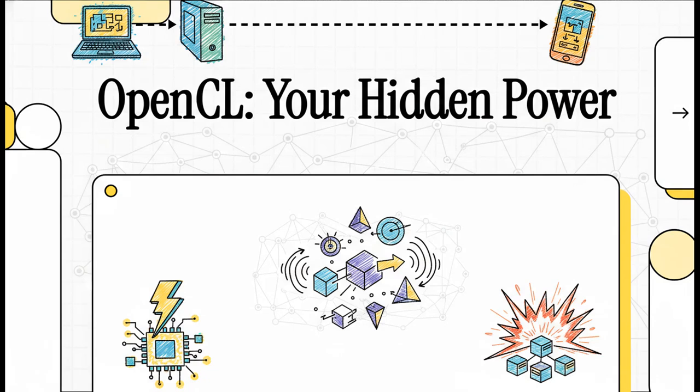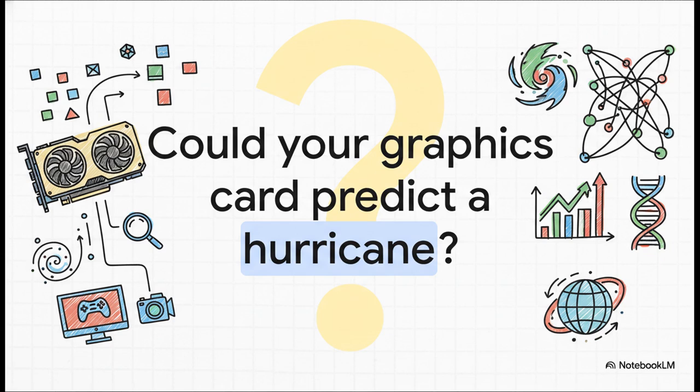You know, there's this hidden superpower lurking inside almost every computer out there, yours included, whether it's a laptop, a desktop, or even your phone. It's called OpenCL, and it's a piece of tech that can turn your everyday machine into a mini supercomputer. Let's dig into how.